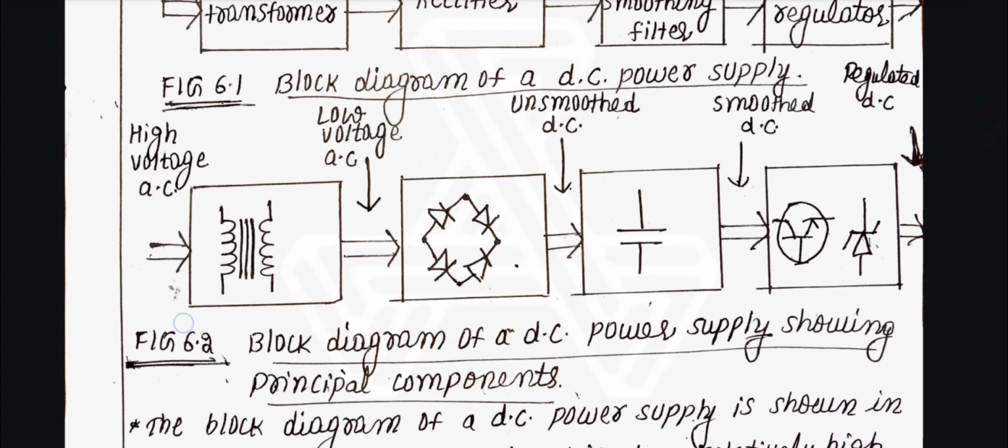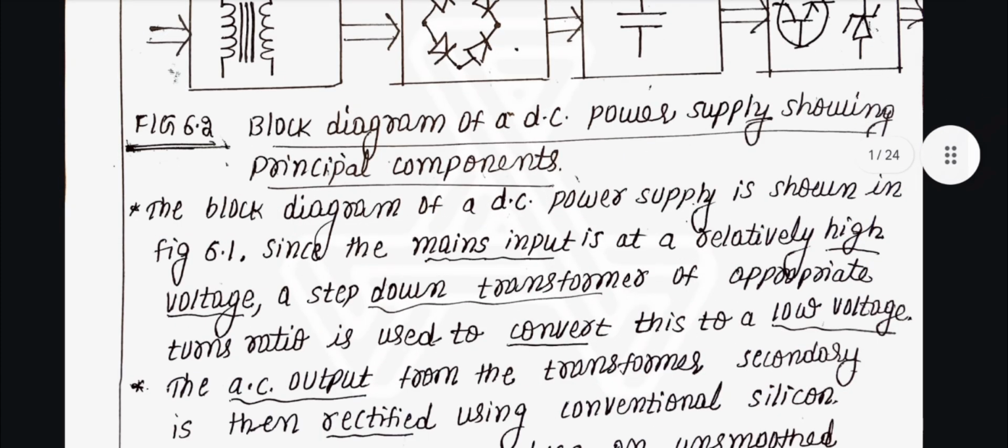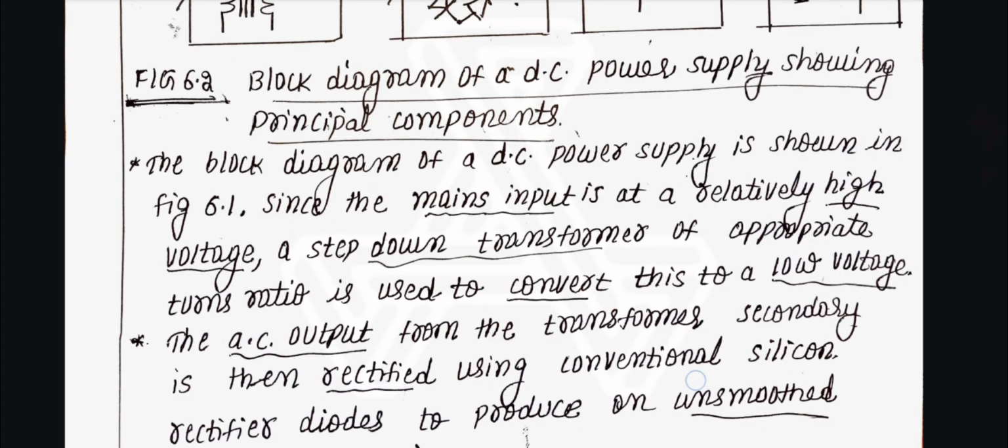The block diagram of DC power supply is shown in figure 6.1. Since the main input is at relatively high voltage, a step down transformer of appropriate turns ratio is used to convert this to low voltage. The AC output from the transformer secondary is then rectified using conventional silicon rectifier diodes to produce an unsmoothed or pulsating DC output.